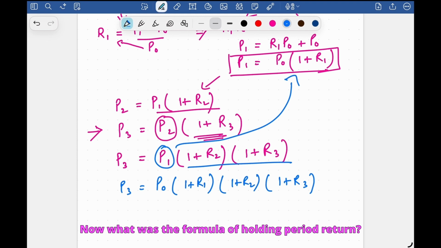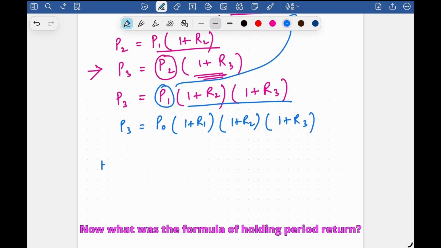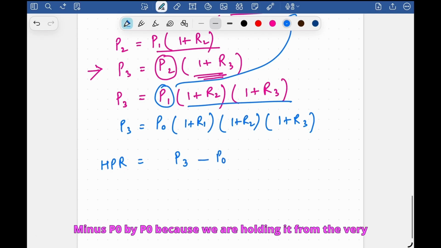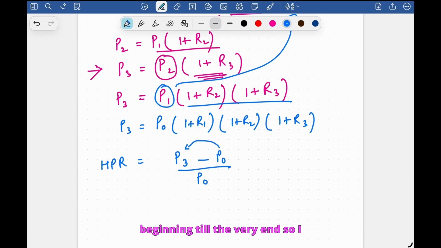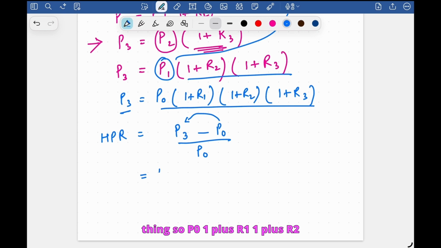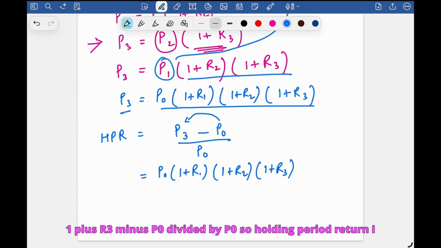Now, what was the formula of holding period return? Say we hold it till P3, a single specified period: (P3 minus P0) by P0, because we are holding it from the very beginning till the very end. I've just written P3, or you can see P1 also, but you get the point. You are holding it till P3. So instead of P3, I can substitute this entire thing: P0(1 plus R1)(1 plus R2)(1 plus R3) minus P0, divided by P0.